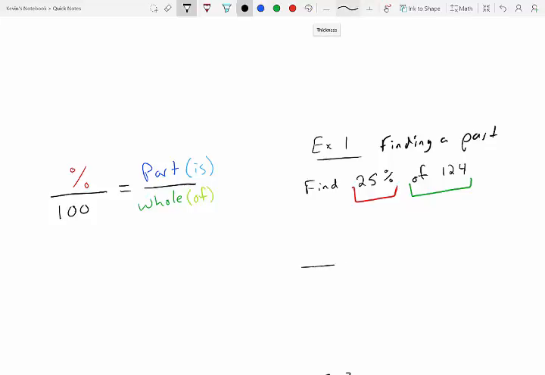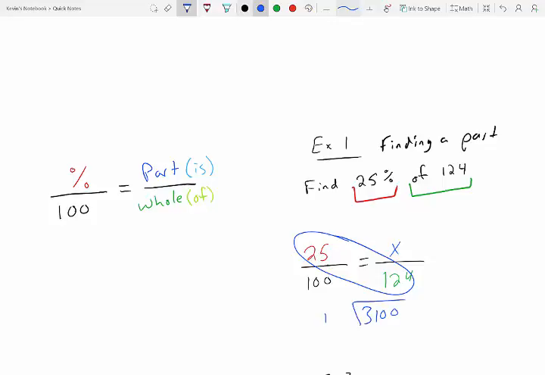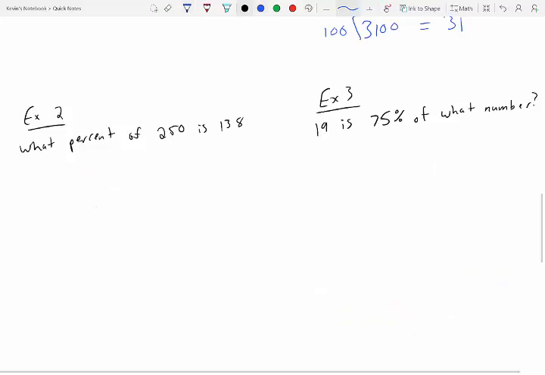So if I set up my proportion now, I always have 100 on one side, and then my percent is 25. My whole is 124, and I am looking for my part, so I'm going to say x. So then we solve this just like we would normally. We say 124 times 25 by cross multiplying, and we get 3,100. And we divide that by 100, and that is 31. So x equals 31. So there's my answer.